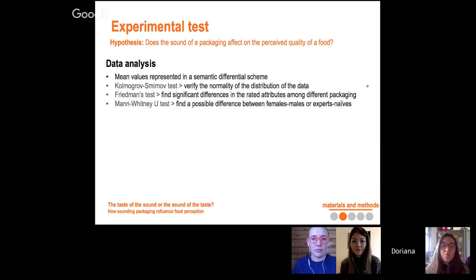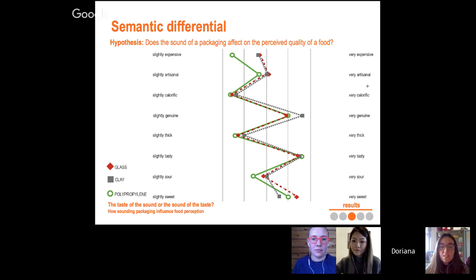All the results of the qualitative questionnaires were collected in a data matrix, and the results were calculated and represented by descriptive statistics in a semantic differential scheme. We carried out a first qualitative analysis on the variation of the perceived attributes of yogurt in relation to the different packaging materials. Here you can see the first semantic differential scheme developed to compare the mean values of each attribute for each packaging.